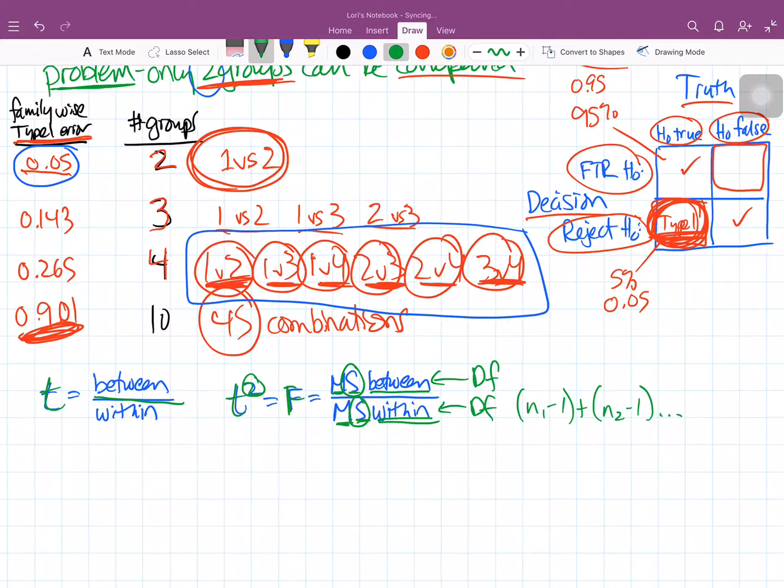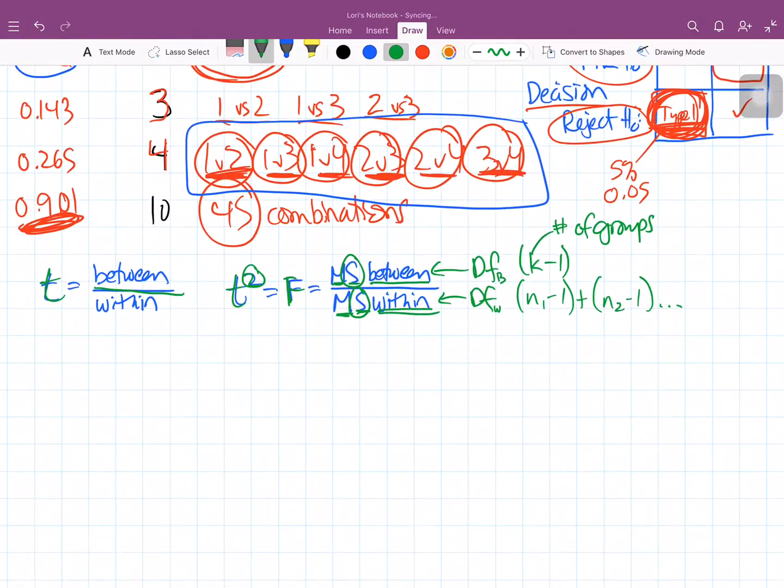For the numerator, now we can have degrees of freedom for the numerator, and we're going to say degrees of freedom within, degrees of freedom between. This is what's called k minus 1, and k is equal to the number of groups. So now all of a sudden we have a distribution that can have degrees of freedom on the top and the bottom. And so I want to take a minute here and just draw how exactly that works. And so hopefully this will help you understand that a little bit.